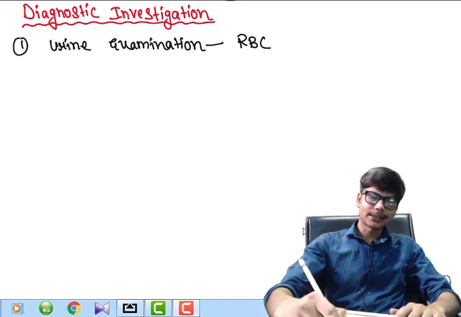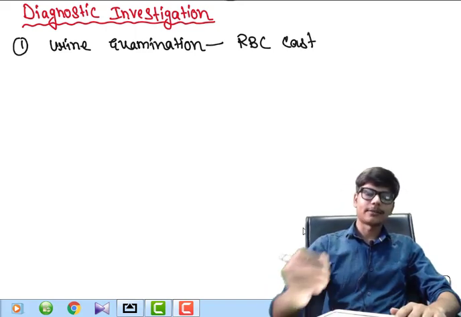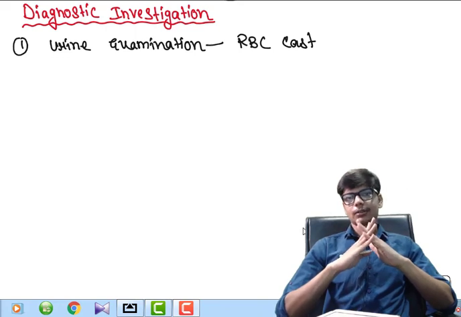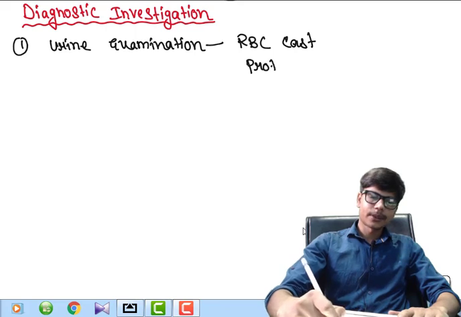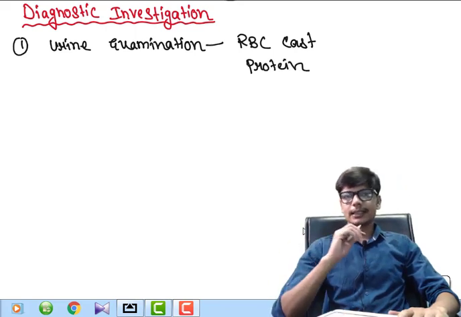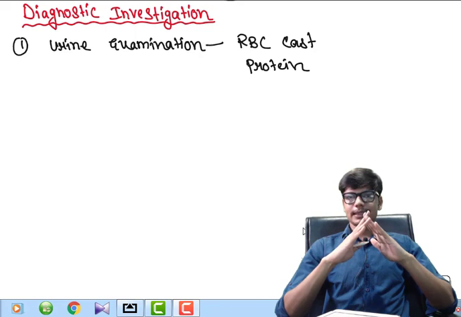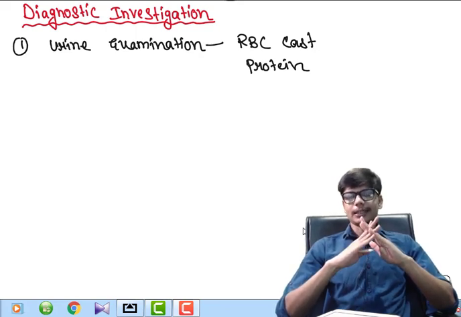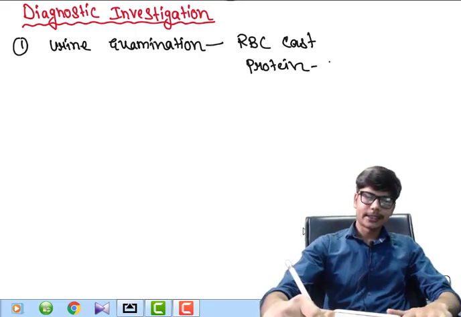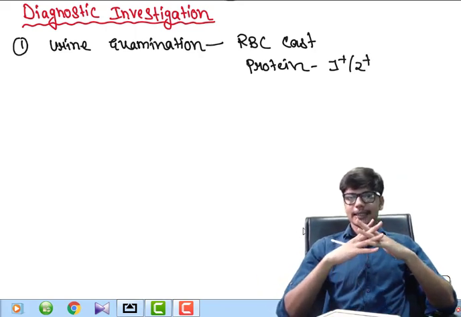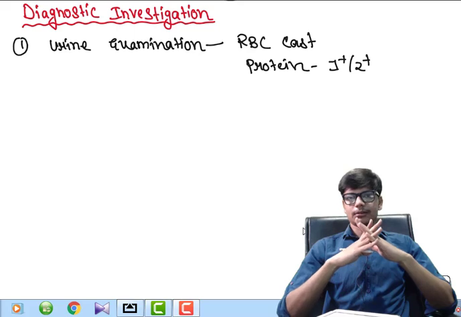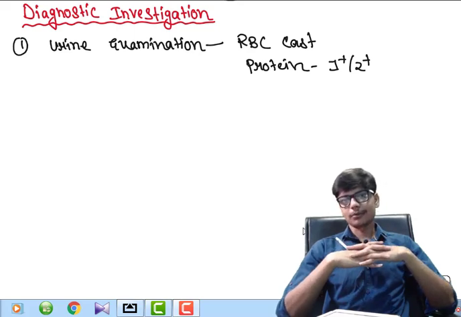So RBC casts, which take the shape of the tubule of the nephron, can be found in urine. That is known as RBC cast. Protein can be found in urine. But what is important to know here is that there is no severe proteinuria in nephritic syndrome or APSGN as compared to nephrotic syndrome. In nephritic syndrome, you can usually find 1+ or 2+ proteinuria. But in nephrotic syndrome, we find 3+ or 4+ proteinuria, that is heavy proteinuria.